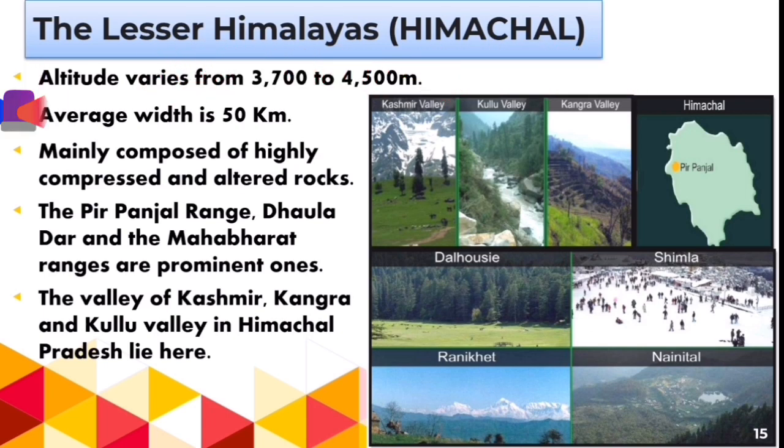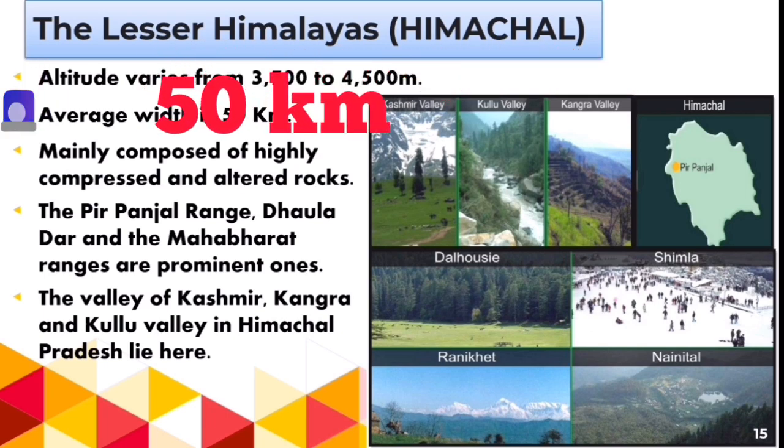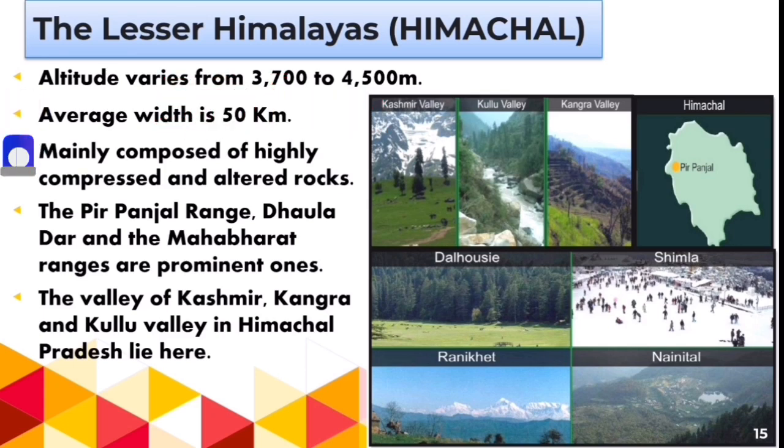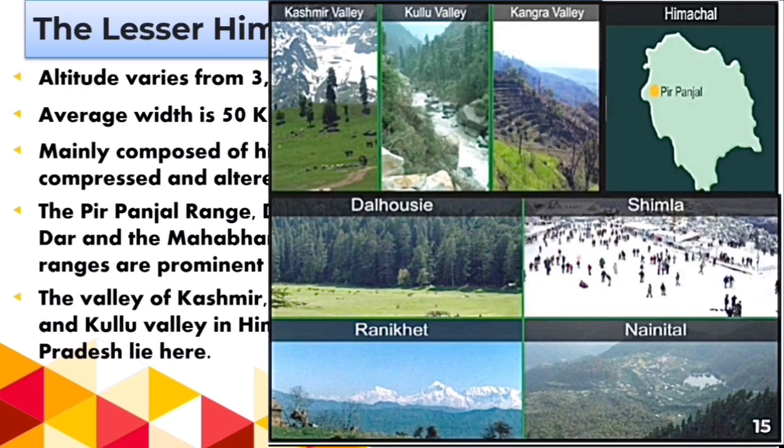Lesser Himalayas or Himachal, ranging to a height of about 3700 meters to 4500 meters. The average width of this range is 50 kilometers, which is mainly composed of highly compressed and altered rocks. The most important ranges are the Pir Panjal range, the Dhauladhar range and the Mahabharat ranges that lie in this mountain range. Some of the very common and most popular valleys of this region are the Kashmir Valley, Kangra Valley, Kullu Valley, which are quite important and well-known hill stations as well. You can see it in the given pictures.